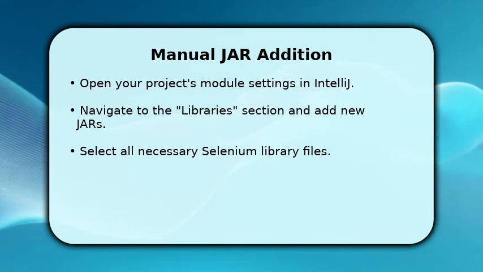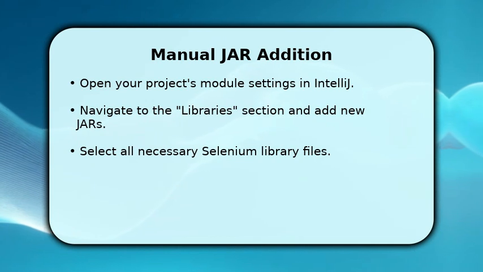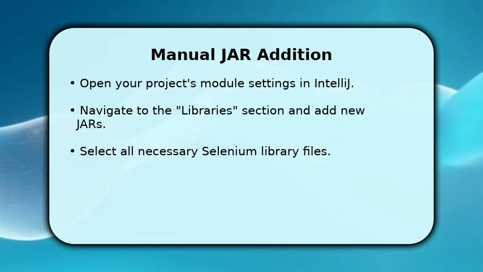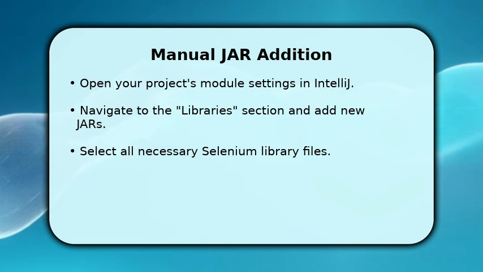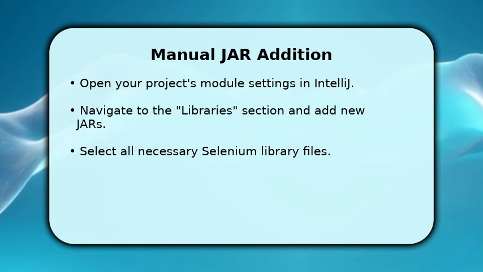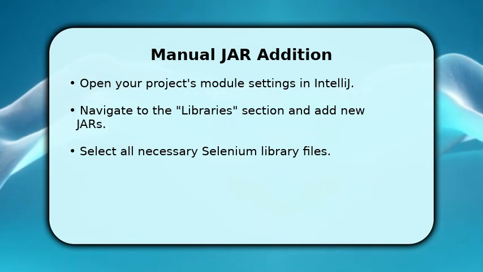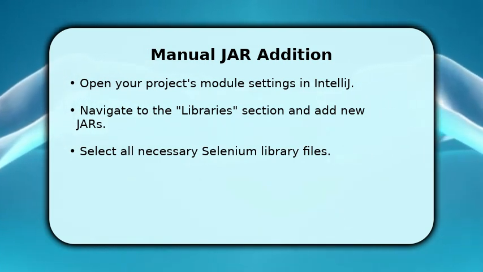Open your project in IntelliJ, then go to File, Project Structure, and select Modules. Under the Dependencies tab, click the plus icon to add JARs or directories. Browse to your downloaded Selenium library files, select them all, and click OK. This method gives you direct control over which specific JARs are included in your project.